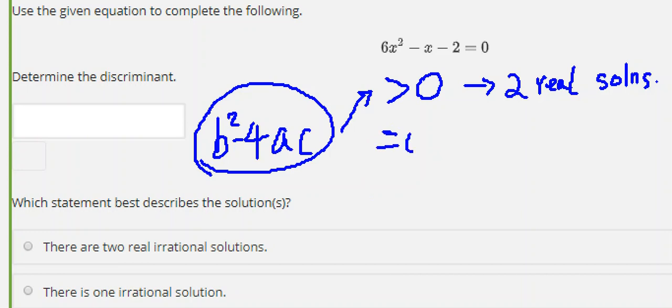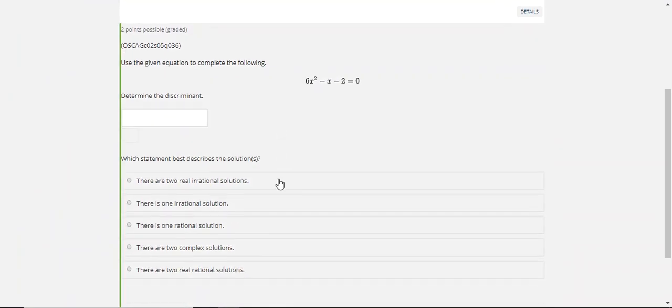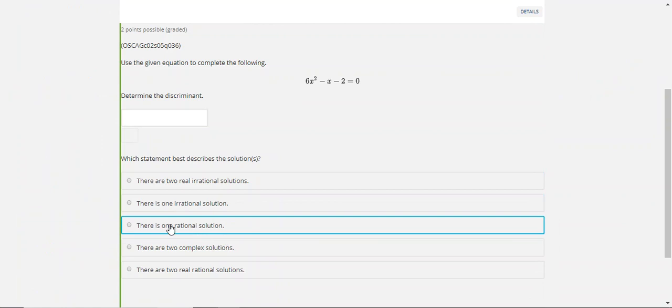If it's equal to 0, then you have only one repeated real solution. Sometimes we just call it one rational solution. If it's less than 0, then you don't have any real solutions, just two complex solutions.